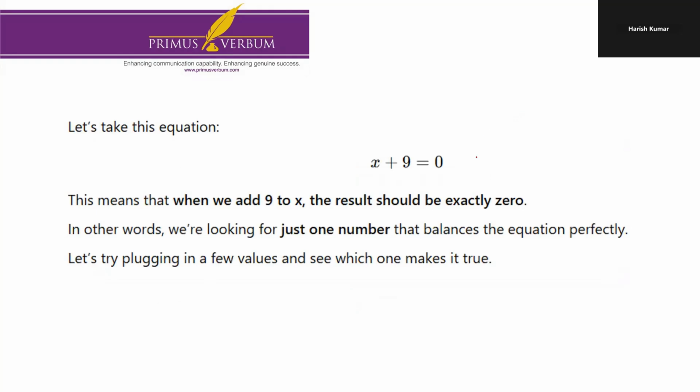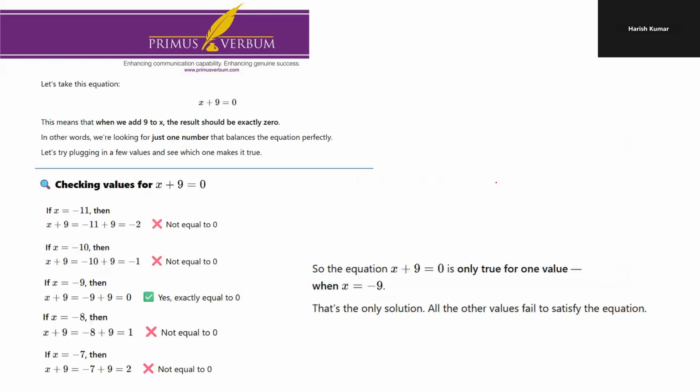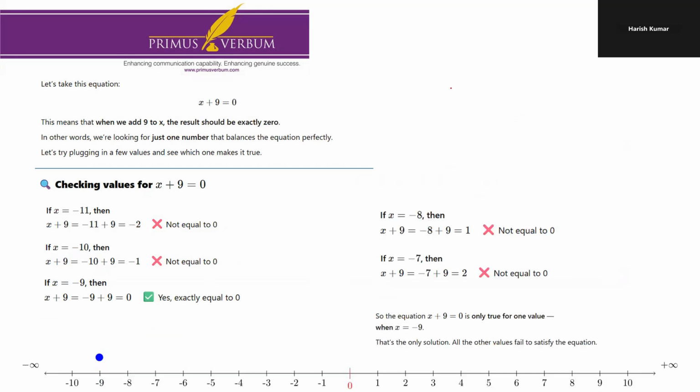Now let's move on to x plus 9 equal to 0. We will once again use the same method, that is the algebraic method. x plus 9 is equal to 0. I want to isolate x on the left-hand side, so I will subtract 9, and on the right-hand side too, I'll have to subtract 9. And I get x is equal to minus 9. And that's exactly what you see plotted here.